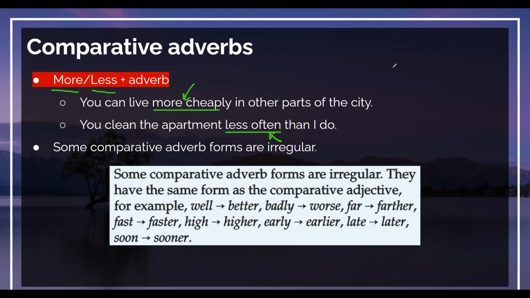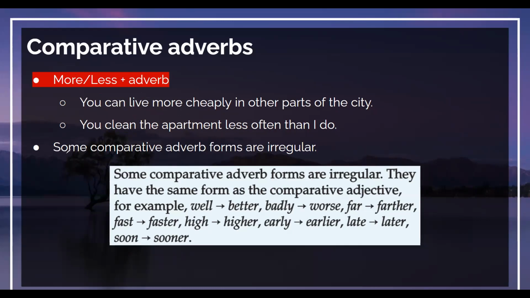Basically, what these are stating is a very exact translation. Puedes vivir de forma más económica en otras partes de la ciudad y tú limpias el apartamento con menos frecuencia de la que yo lo hago. So I'm just describing actions. I'm just describing verbs using more or less. Okay, it doesn't really get more complicated than that.